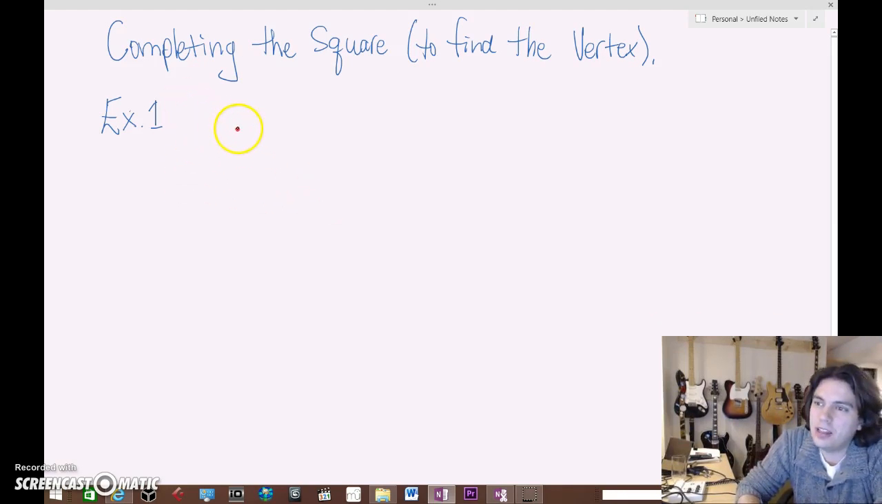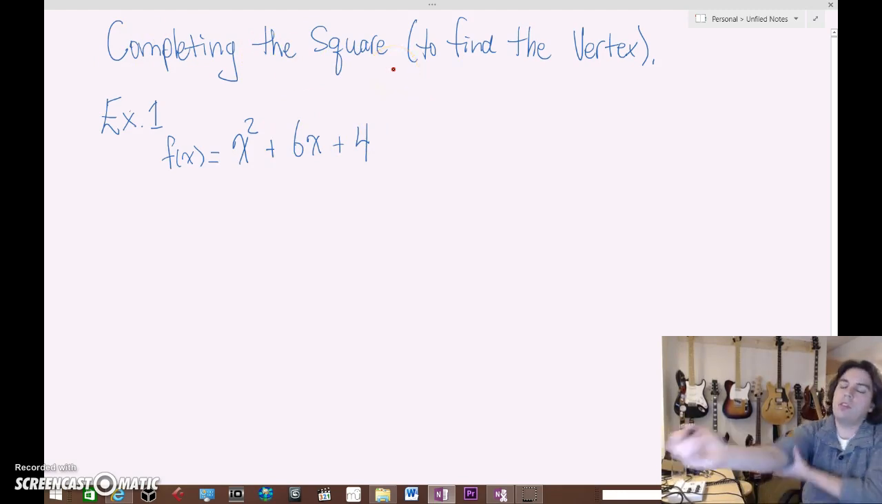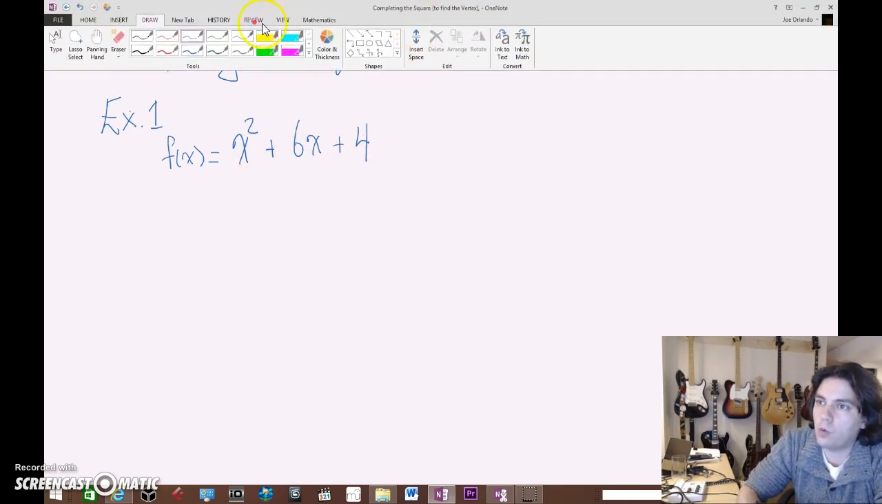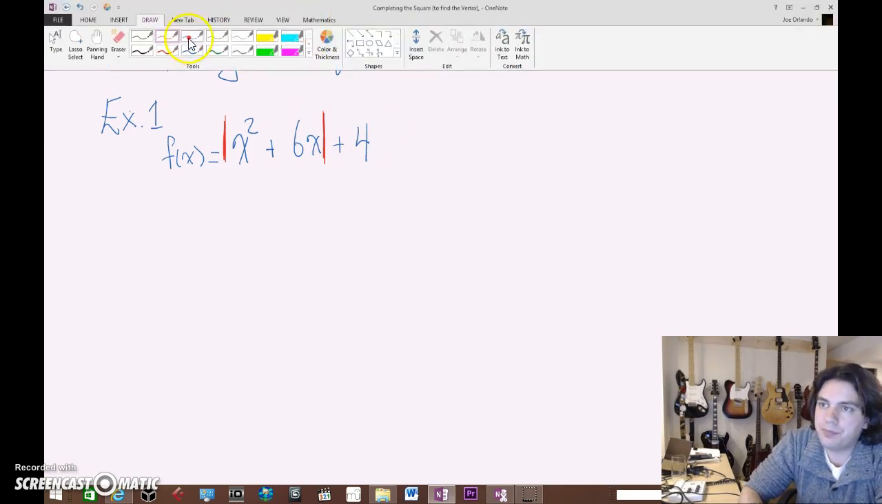Our first example, let's just take x squared plus 6x plus 4. Alright, so we'll call that our function. And we want to find the vertex by completing the square. So the thing we always do in this case is that we use the first two terms to pretend that it's a perfect square, and we ignore the third term completely. So we're going to look at these two terms, and we're not going to worry about that term.